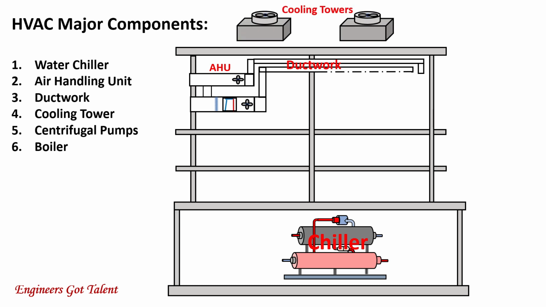Next is the cooling tower, which is normally located at the rooftop of the building. It cools down the warm water from the condenser. The fifth are the centrifugal pumps located close to the water chiller at the basement. The sixth is the boiler, which provides hot water to the heating coils, and of course there's a pipe work to connect them all together.